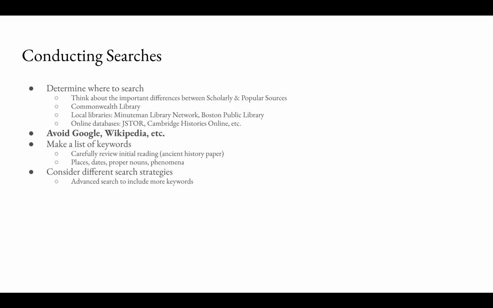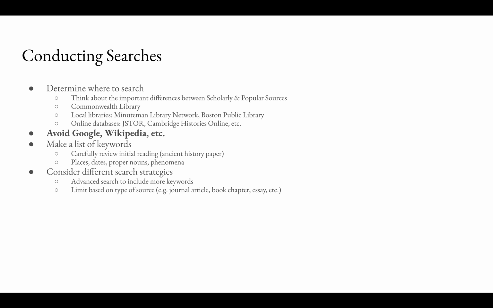So think about using advanced search to include more keywords. Oftentimes, advanced searches have the opportunity to use Boolean operators, which are the words "and" and "or." You can do keyword searches with one topic and another, and you get only results that have both of those words in them, or you can use "or," which is one or the other. I think this is really important because you can either expand or shrink your search results based on these two different operators.